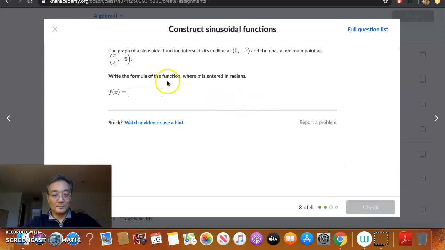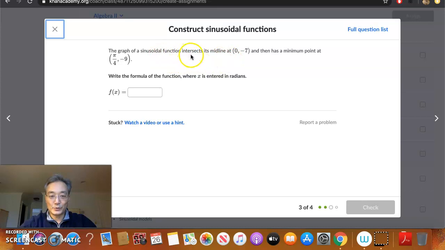Okay, in this next problem, we have the graph of a sinusoidal function that intersects its midline at 0, -7, and then has a minimum point at pi over 4, -9. So if you look at this problem, it gives you the midline on the y-axis, 0, -7. So it starts at the midline.